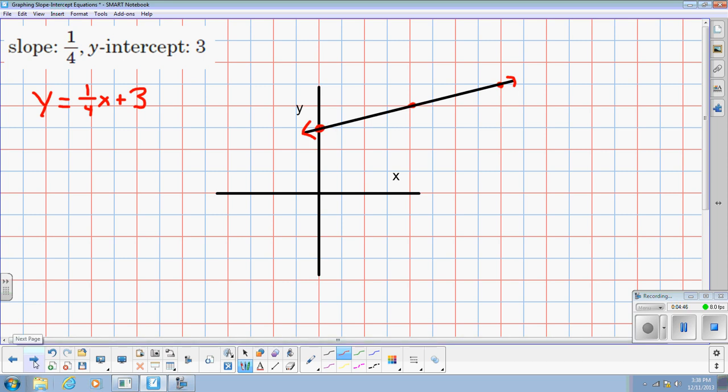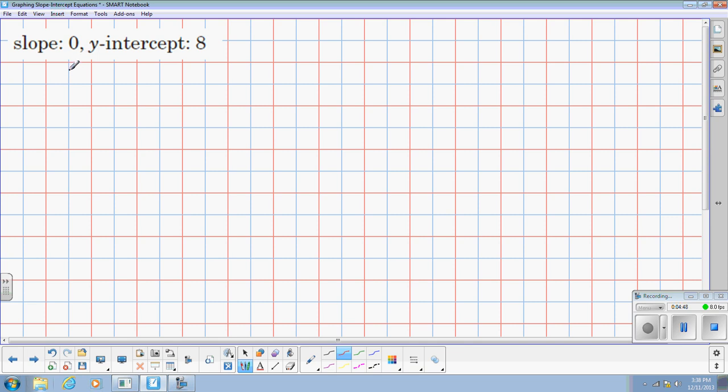The last line that I want to show you is when you had a slope of 0 and a y-intercept of 8. So we would start this by saying that y equals 0x plus 8. Some of you may have changed this equation to say y equals 8 because 0 times any number is 0, and I don't have to have 0 written there. I can say y equals 8.